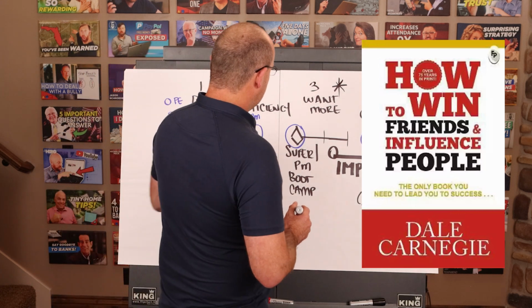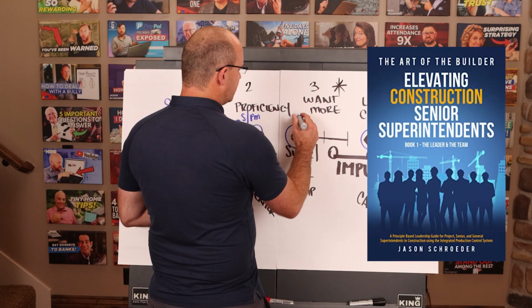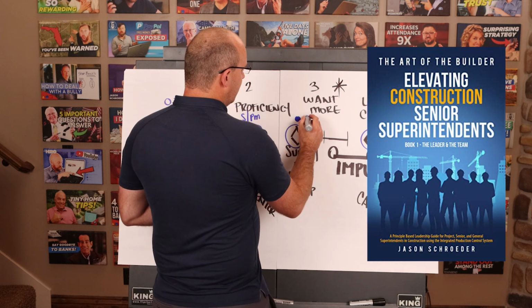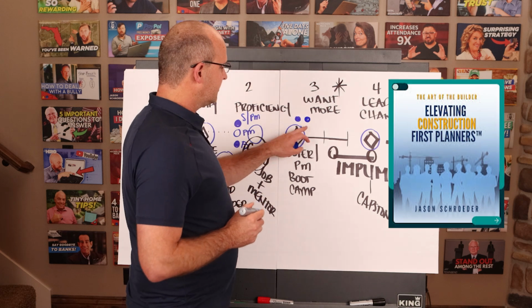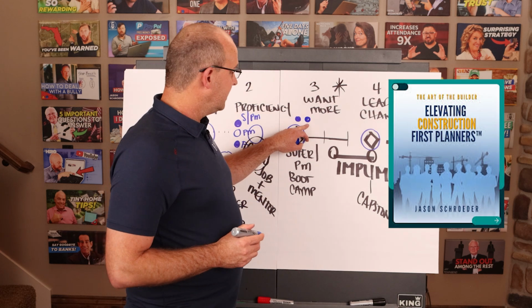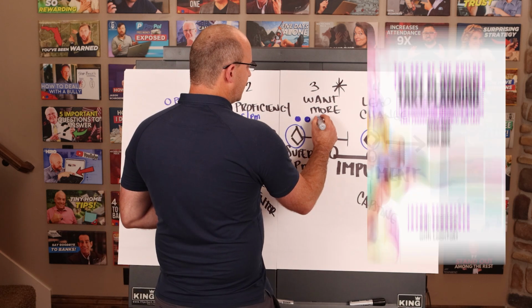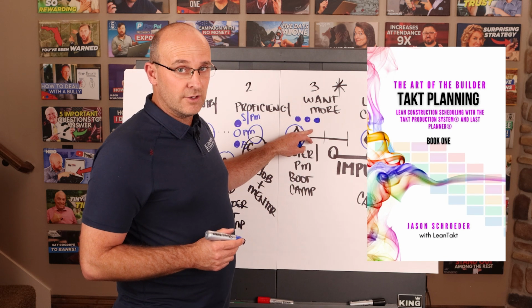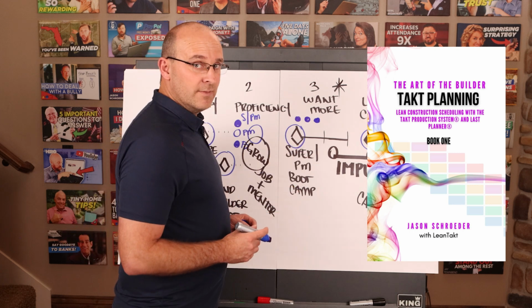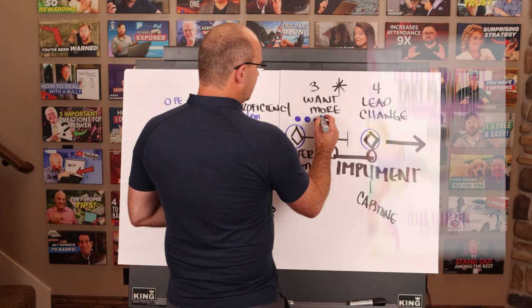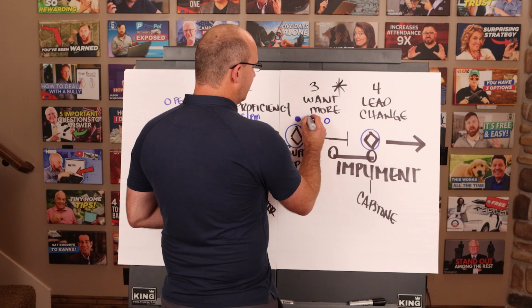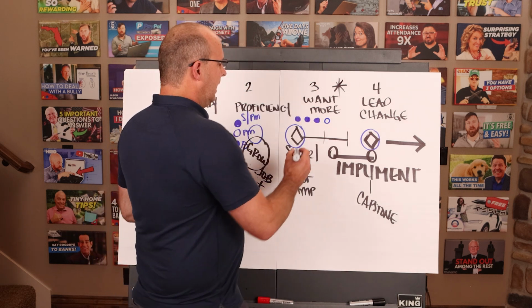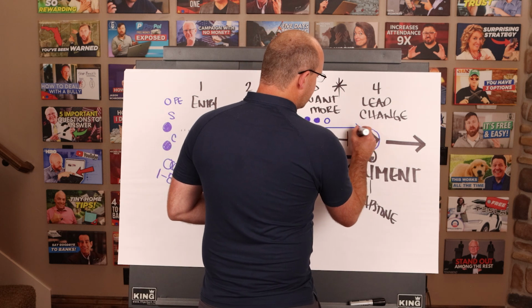Okay, now we've written the book Elevating Construction Senior Superintendents once you get into this range, and by August, probably by the time this video comes out, we will also have another book called Elevating Construction First Planners that goes here, and you'll also want the book called Tact Planning that talks about how to create the tact production system and the overall management from a flow standpoint. And then by January 1, 2025, we'll have a book called Tact Steering and Control. So these are the references that you want here. And then what you'll do is you'll implement those books as we go.